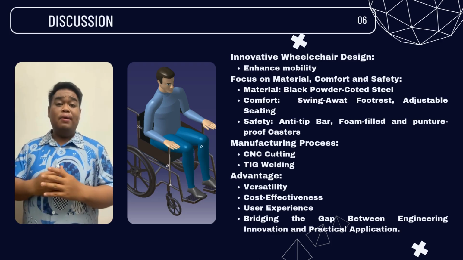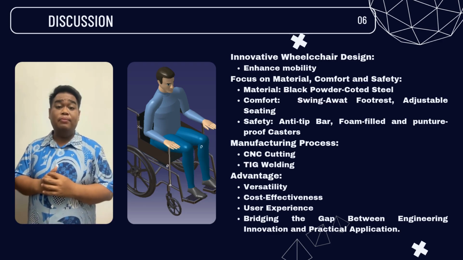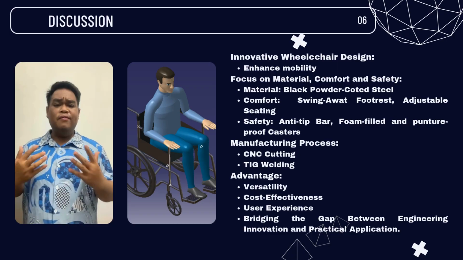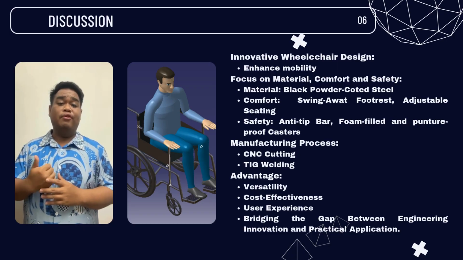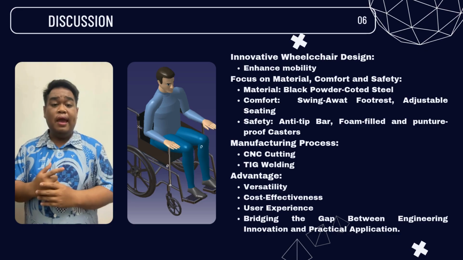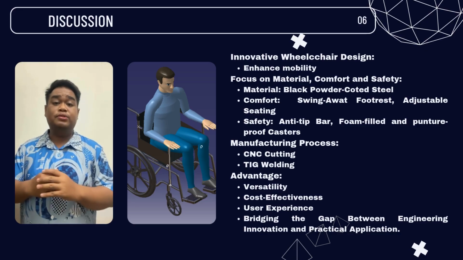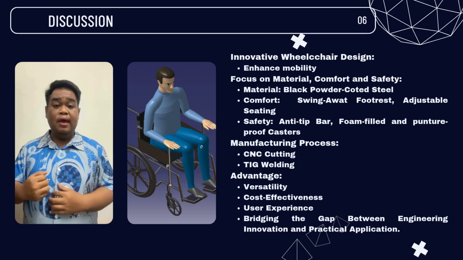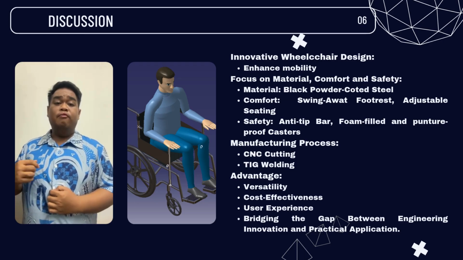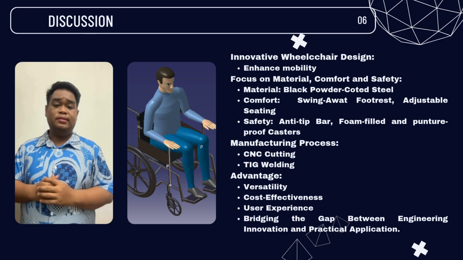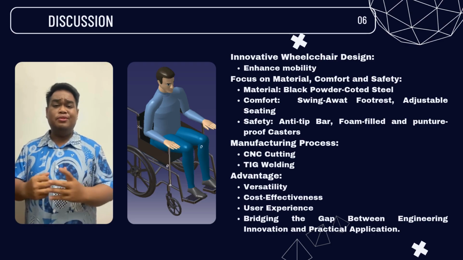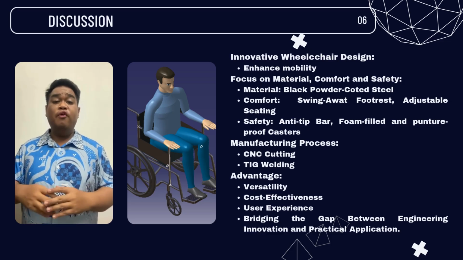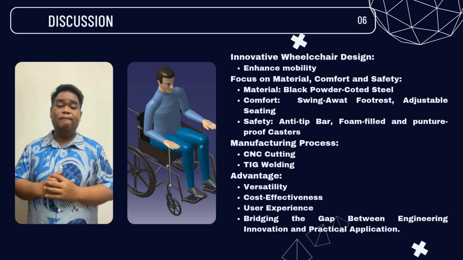We engineered a black powder coated steel frame for an optimal balance of strength, lightness, and rust resistance. User comfort is prioritized with swing away leg rests, removable armrests, and adjustable seating to prevent pressure sores. Safety features include strong handbrakes, an anti-tilt bar, foam filled, and puncture-proof casters. Our manufacturing process utilizes precision engineering like CNC cutting and TIG welding to ensure high quality and durability.